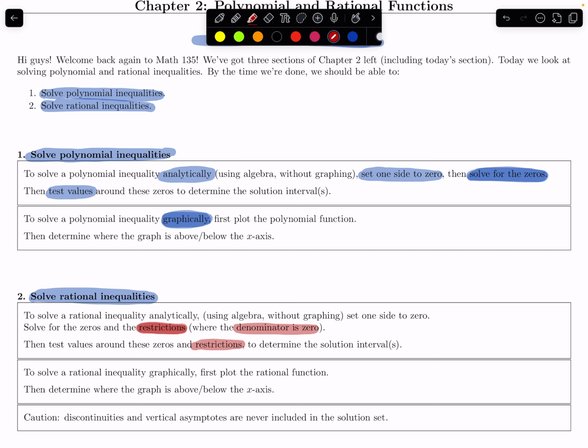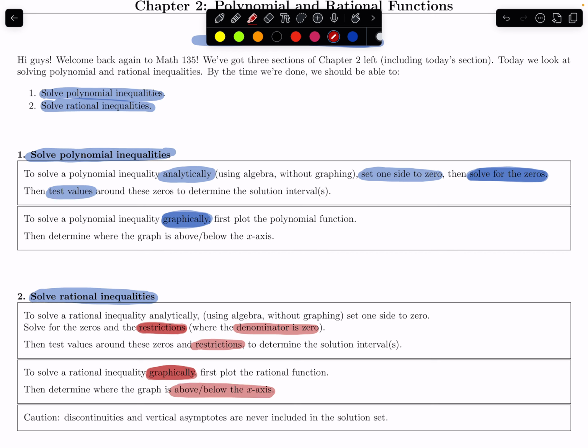And then for the second way to do it graphically, well, same thing, right? You just graph the rational expression, which we've practiced before in a previous section. And then you look, okay, where is it above or where is it below the x-axis? And above and below, that tells you where you're either greater than 0 or less than 0.